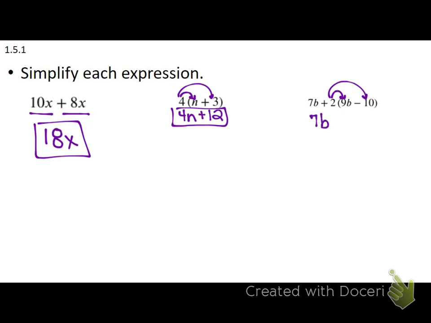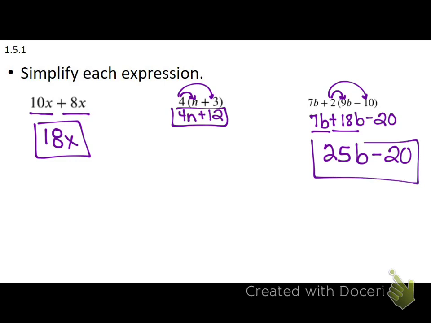And then, Dylan, when you distributed, what did you get? 18b minus. Okay. Josh, your hand's up. Isn't there supposed to be a plus after 7b? Yep. Good job. Okay, I distributed. Can I combine like terms? Yes. What are they? The 7b and 18b. And 7b plus 18b equals? 45b. And what do I need to bring down? Minus 20. And that's all I can do with that one, so I'm going to box it.